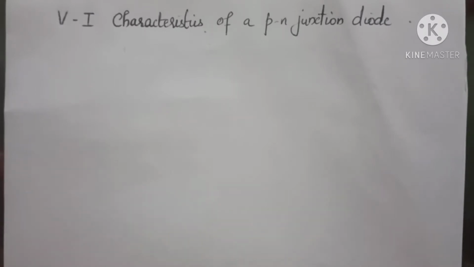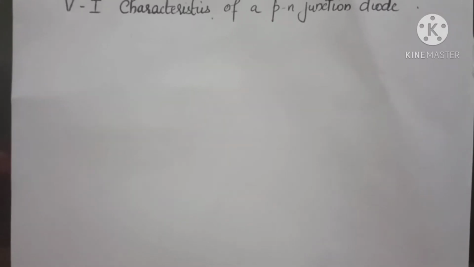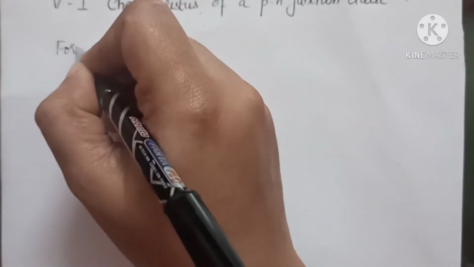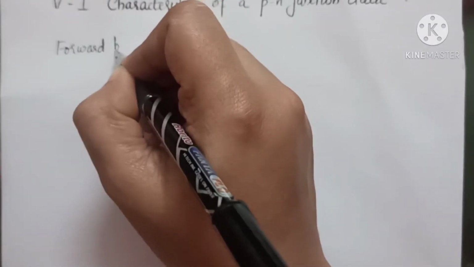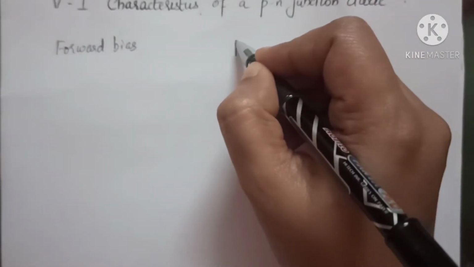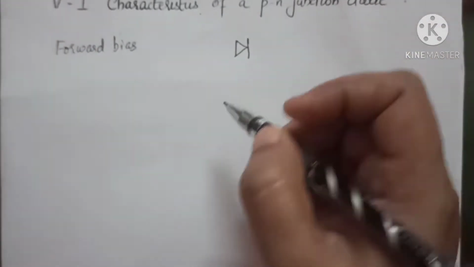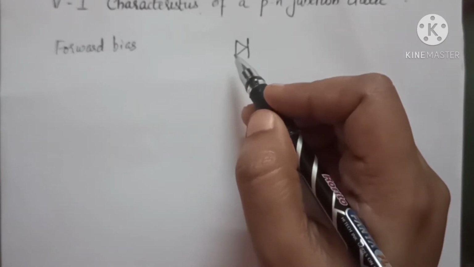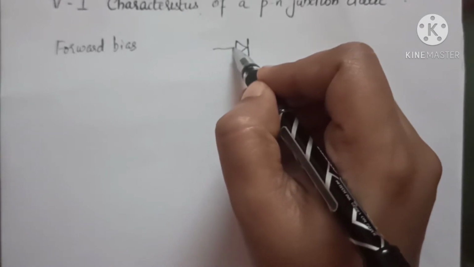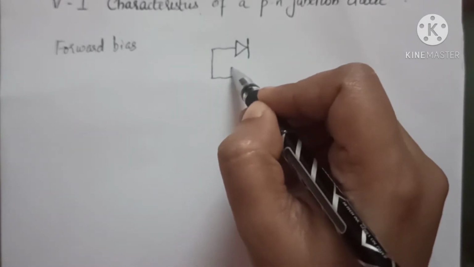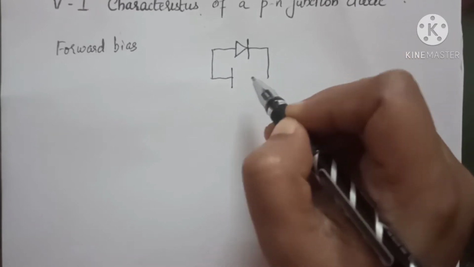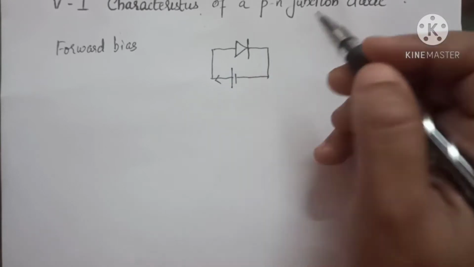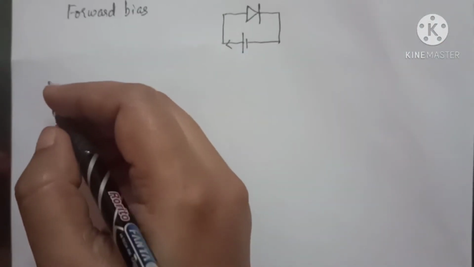So far we have discussed forward biasing and reverse biasing. In forward biasing, as you know, the diode is represented like this. This is the positive terminal and this is the negative one. The positive terminal of the diode is connected to the positive of the battery and negative is connected to negative of the battery. In such a case, we will call it what? Forward biasing, isn't it?